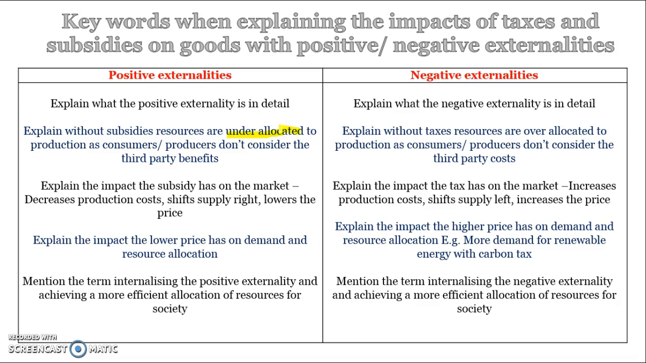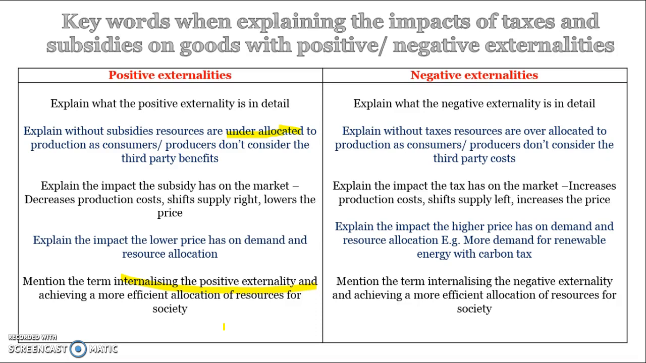and then without the subsidies, goods are under-allocated to production because consumers and producers don't consider the third-party benefits. The impact of the subsidy is to decrease production costs, shift the supply curve to the right and lower the price. So just like market mechanism questions, explain what the subsidy actually does, and that helps to lower the price and reallocate resources to that product. By subsidising this production, it helps to internalise the positive externalities and achieve a more efficient allocation of resources. So really clearly articulate that the subsidy lowers production costs, reduces the price, and then helps to internalise the positive externality to prevent the under-allocation of resources to that area.